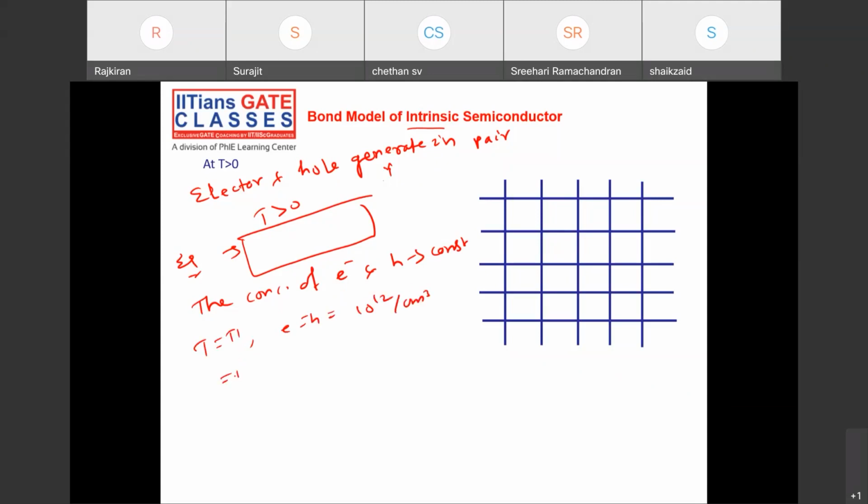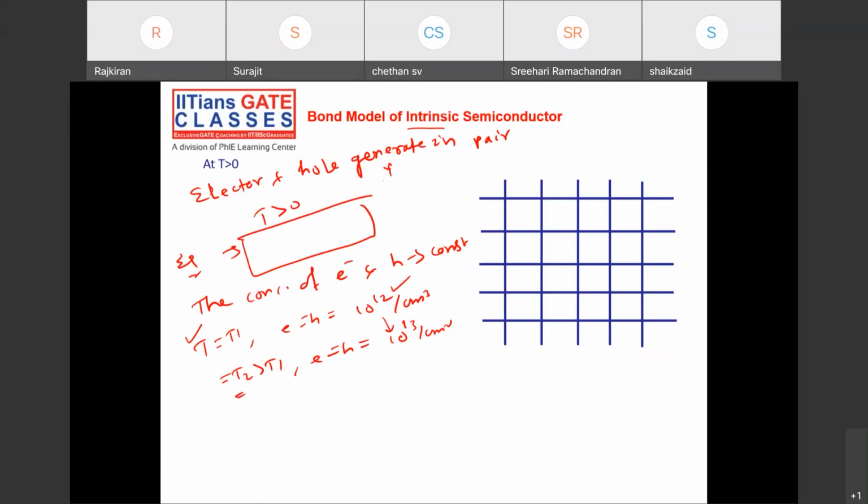If I go to T equal to T2 greater than T1, then electron and hole concentrations may become 10 power 13. As long as I am at T1, it will be maintained at 10 power 12 per centimeter cube. If I go to T2, then it will increase to 10 power 13. So as long as I am at a particular temperature, the concentration remains constant. Guys, is the statement clear to all of you? Clear, sir.